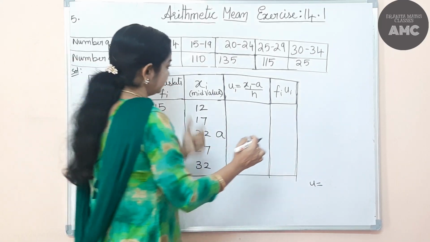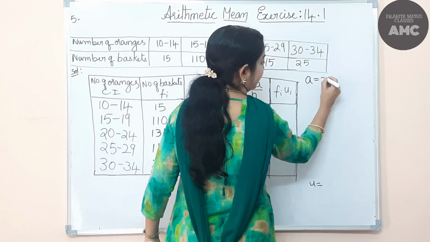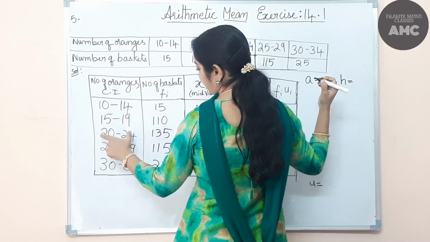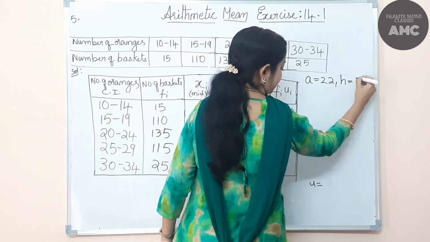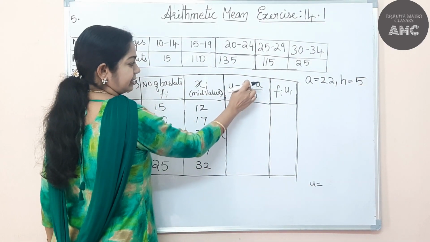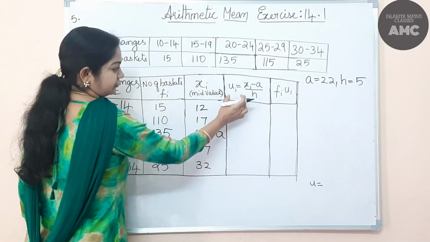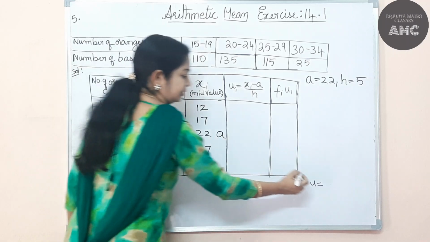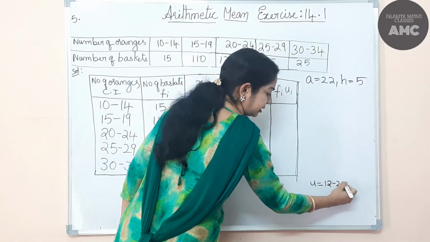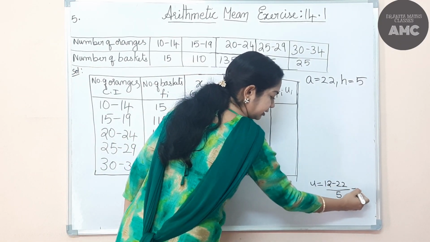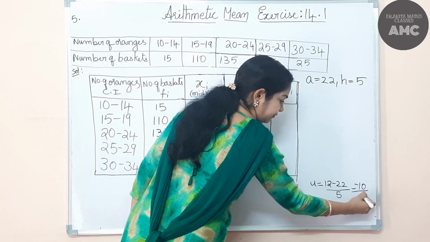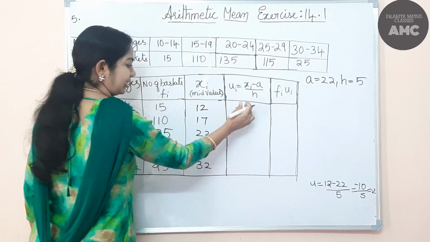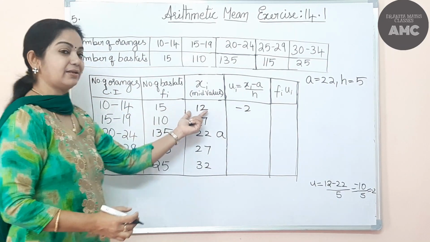Now what is h here? Now, a I got 22. h is the height or the length of the class interval, that is 5. Now the u value we find as (xi minus a) by h. x is 12 here. Now for each x value, 12 minus 22, divided by 5. So here 12 minus 22 by 5. This comes to minus 10 by 5. It is minus 2. The u value is minus 2. So the value of u has become very small. These were the bigger values, isn't it?